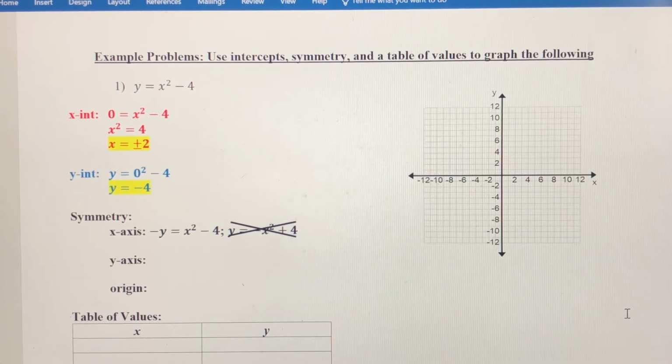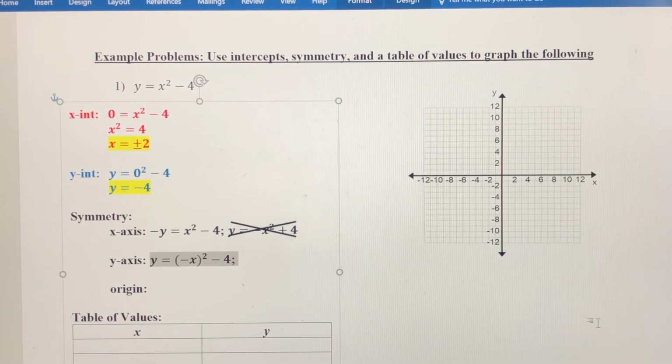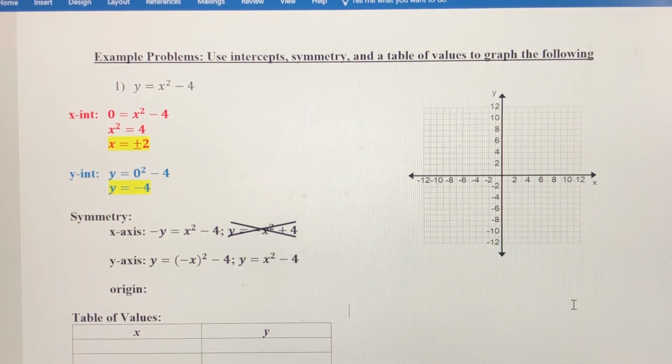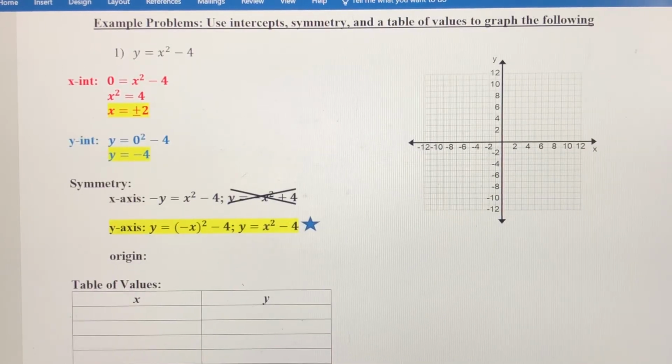All right, let's check y-axis symmetry. We replace x with negative x. When I square this negative x, I get x squared. Notice those are the same: y equals x squared minus 4. That's exactly what I started with. So this equation is going to have y-axis symmetry.